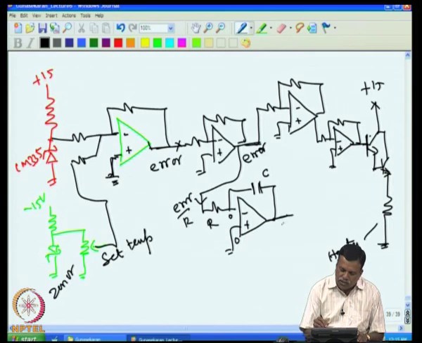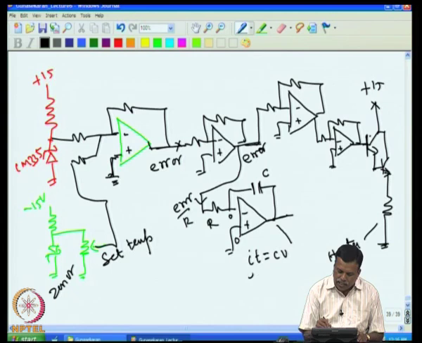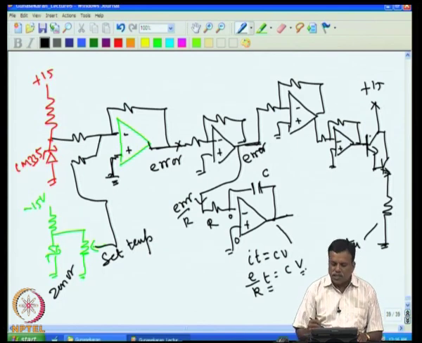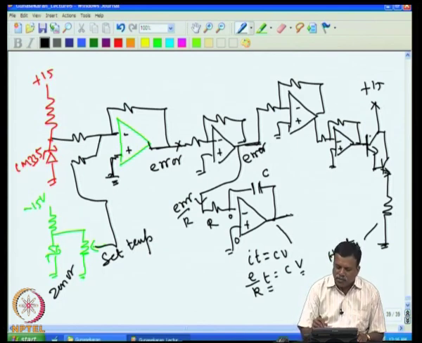So, eventually this voltage will slowly go towards minus at a rate determined by this current, because I into T is equal to C into V. The I is nothing but error divided by R, and C is fixed, so as time increases, the voltage increases. The only thing is it is minus, but at this point it can become plus when I give it to this inverter stage, in addition to what is coming from the proportional stage.